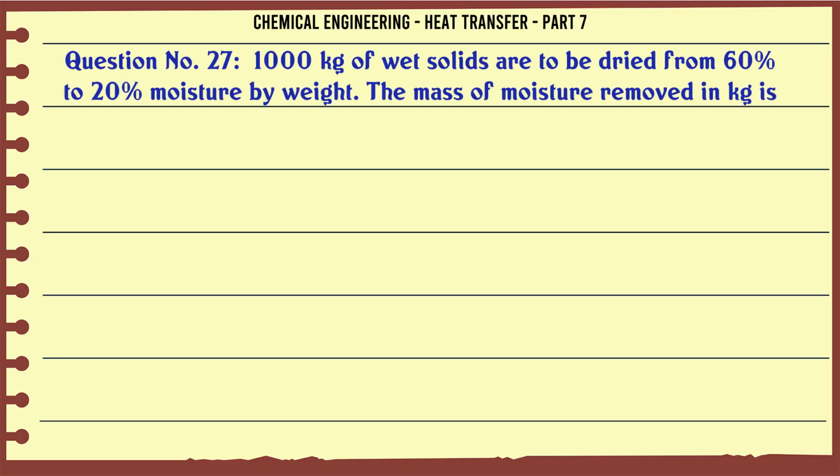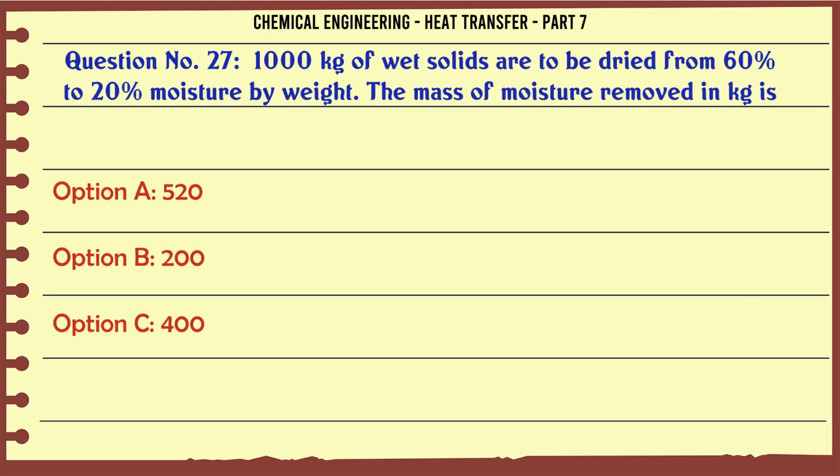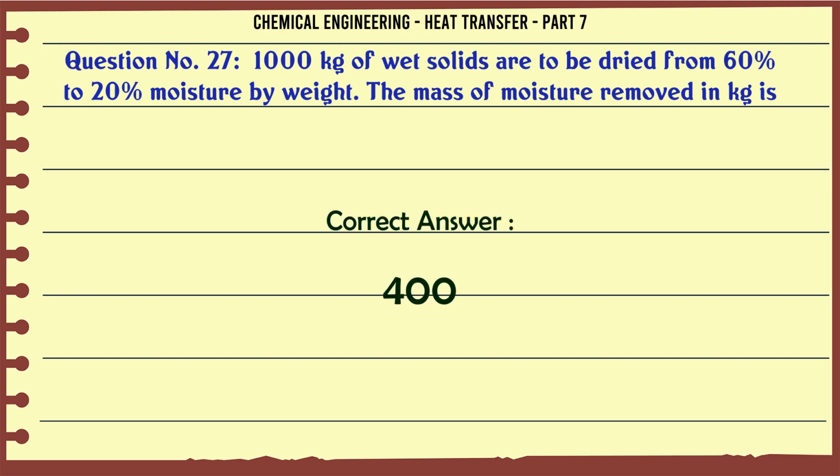1000 kilograms of wet solids are to be dried from 60% to 20% moisture by weight. The mass of moisture removed in kg is A. 520, B. 200, C. 400, D. 500. The correct answer is 400.